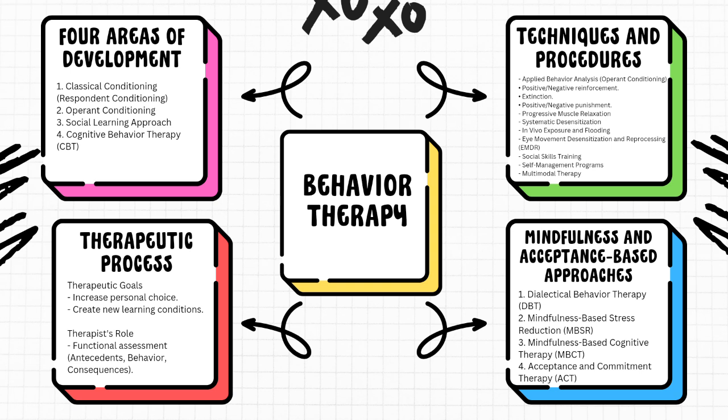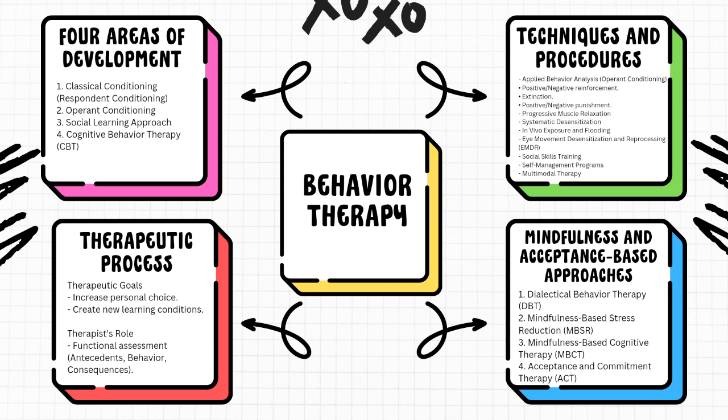We also have Albert Bandura, who, on the other hand, introduced the idea of learning through modeling, which is watching others and learning from their actions. His social learning theory evolved into what we now call social cognitive theory. So, behavior therapy has grown over the years with four key areas of development.